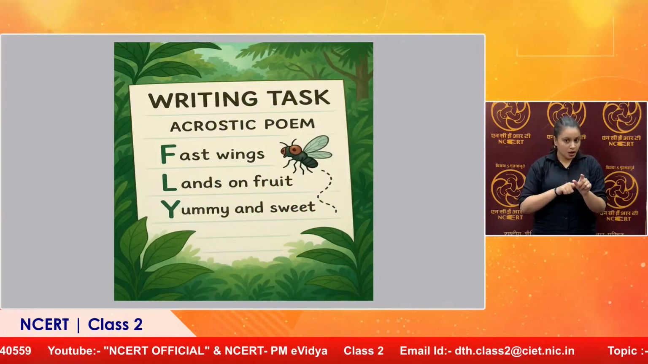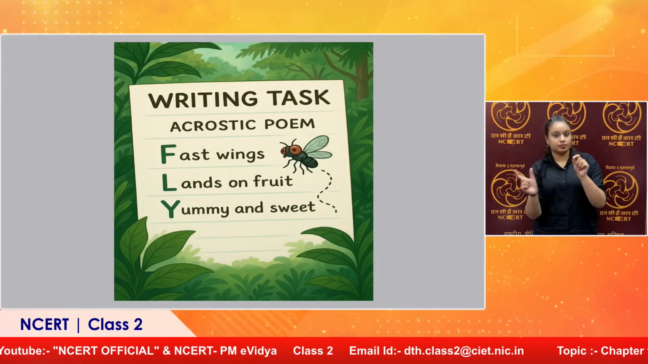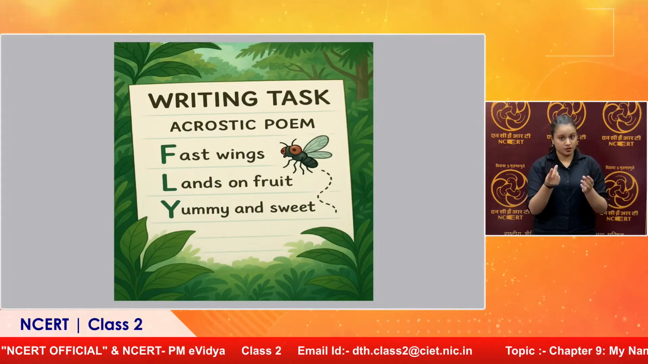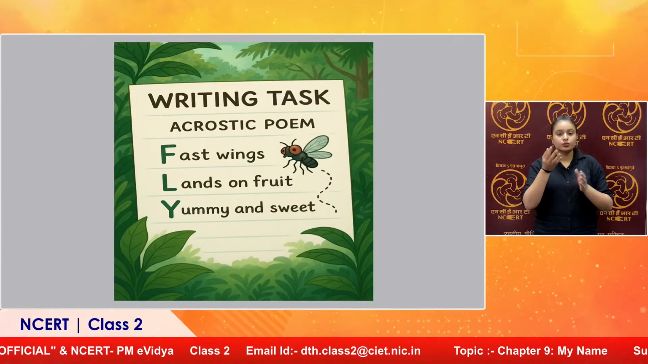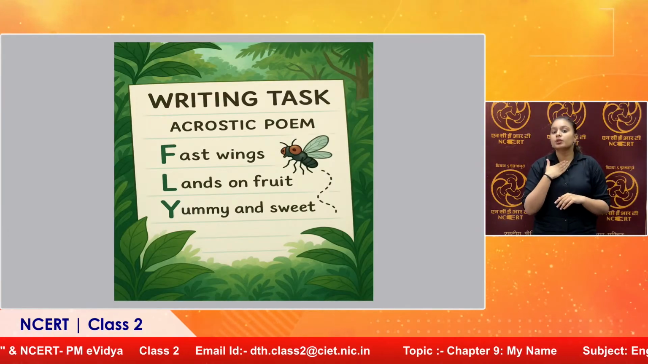Lovely. And here we can see on screen that fly's name has got some really great meanings. F for fast wings, L for lands on fruit and Y stands for yummy and sweet. Those fruits are yummy and sweet, not the fly. Oh, that's lovely. And what about my name? Yes, you can tell me.